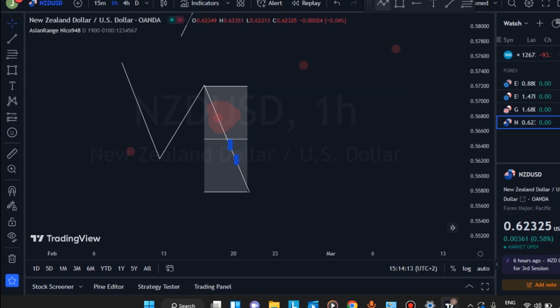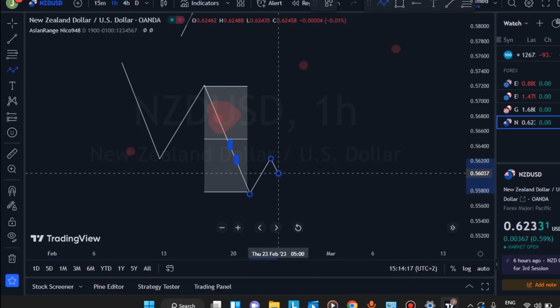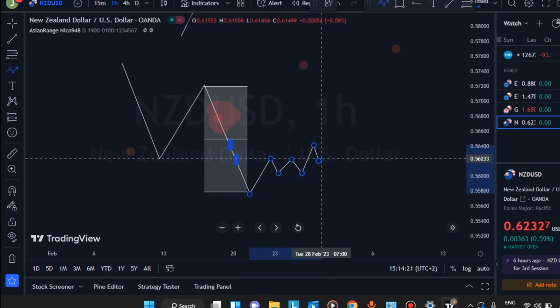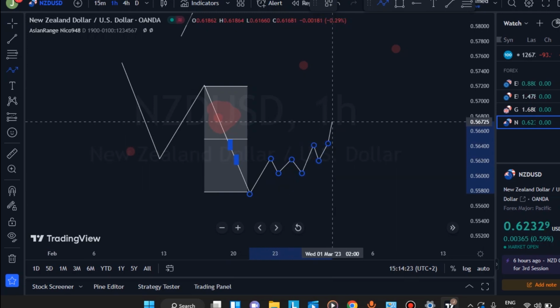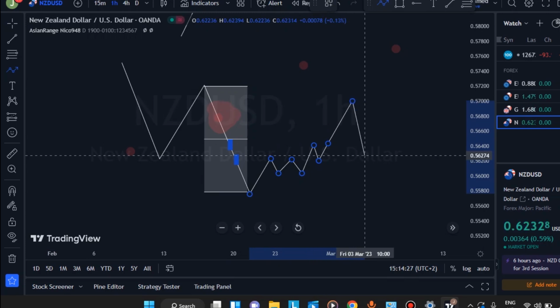When the market pushes to this order block here, most of the time it's because the market wants to generate liquidity, preparing itself to tap into a significant order block and then push to the downside.